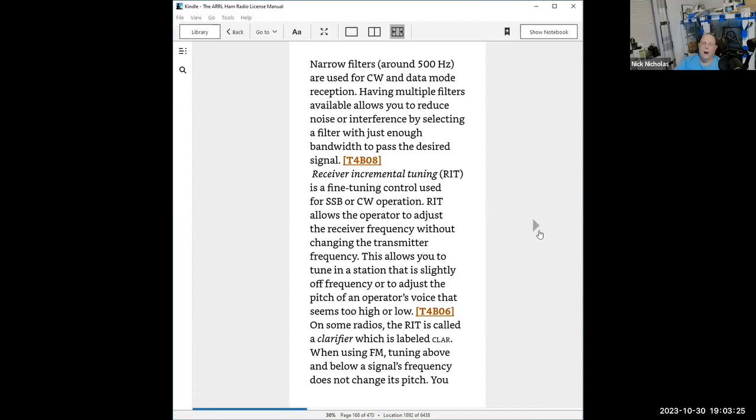RIT, receiver incremental tuning. I already covered that. I told you that's the control that lets you adjust so that if somebody's off frequency, you can tune them in without changing your radio's fundamental VFO or variable frequency tuning knob. Sometimes RITs are called clarifiers, and they're labeled as clarifiers. Whether it's a RIT control or a clarifier, they're the same thing. And their purpose is to change the frequency of the signal to compensate for somebody who's slightly off.